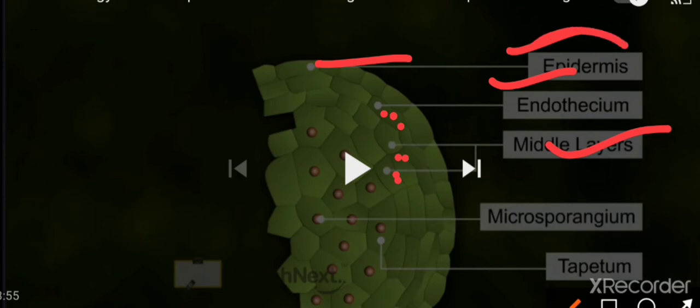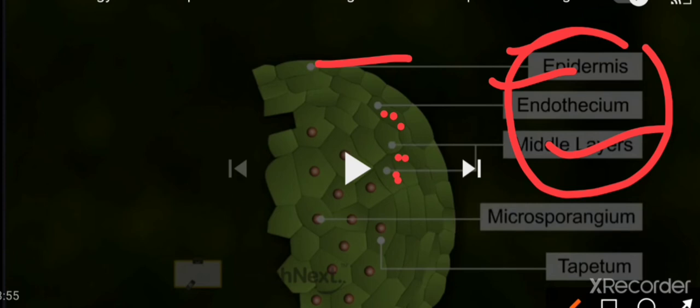These 3 layers, their function is protection. They give protection, and also help in the dehiscence of the anther, and help to release the pollen grains. And then you can see the tapetum, and what is its function? It provides nourishment to the pollen grains. So the function of the tapetum is to provide nourishment to the pollen grains.